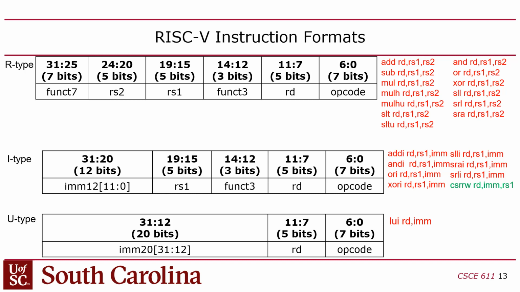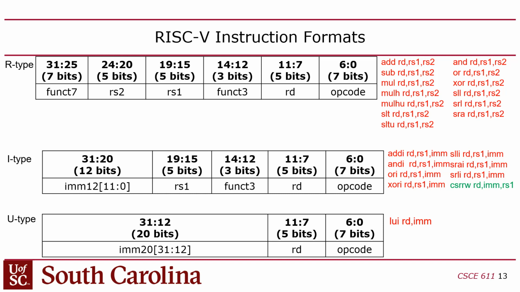Also, what's missing? Isn't there a missing field here? You remember there was another field in the MIPS R-type. The R-type in MIPS had a shift amount field, a 5-bit shift amount. There's no shift amount in this. So how's it doing shift instructions? It uses the immediate.